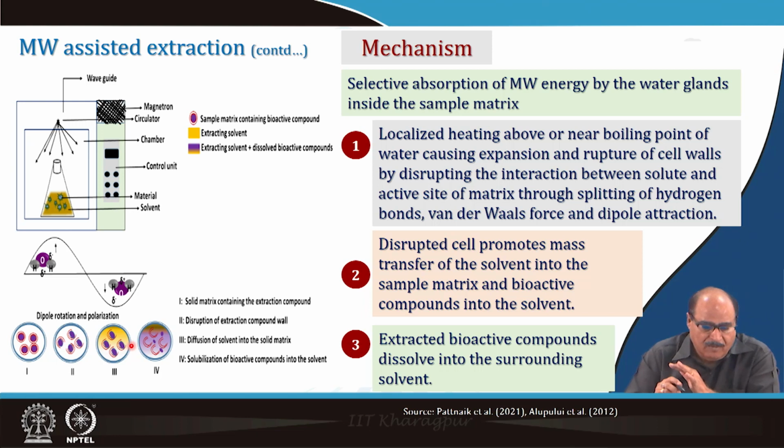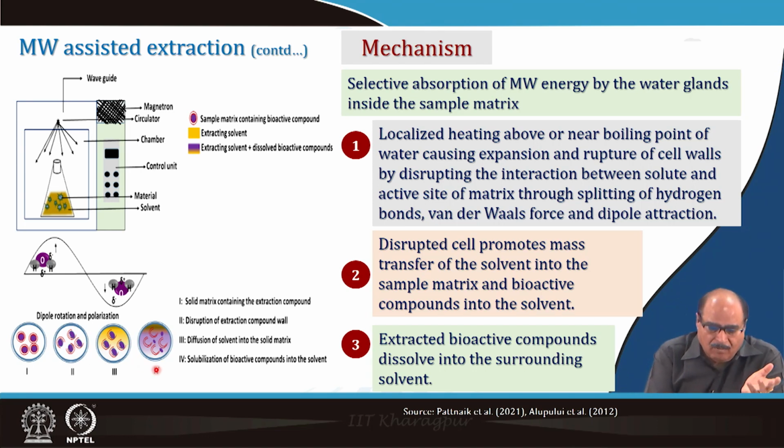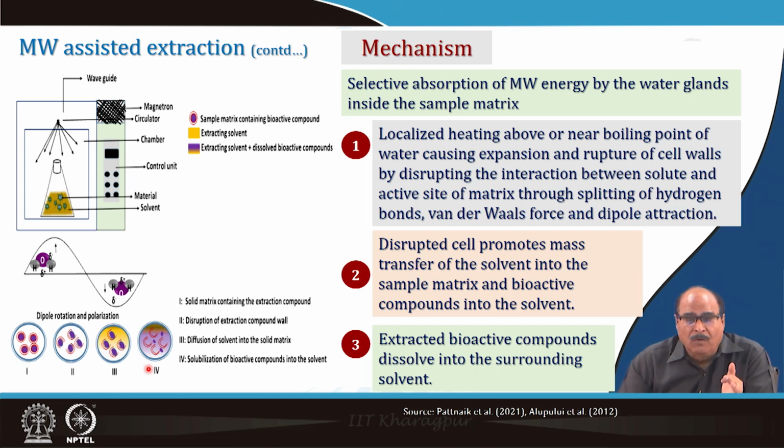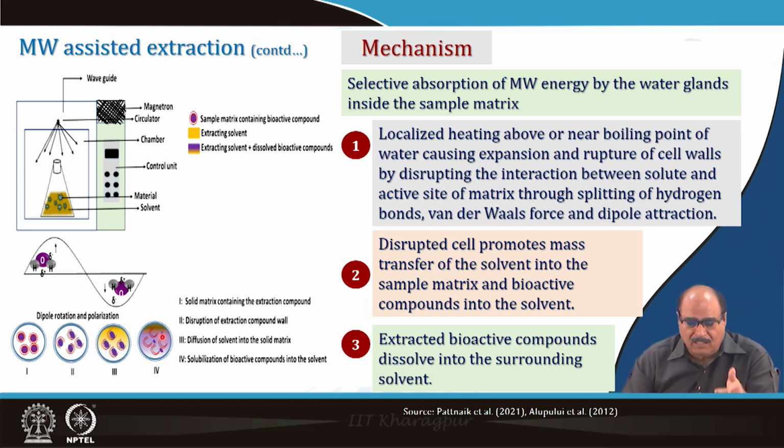You can see here. Okay. Then the disrupted cell promotes mass transfer of the solvent into the sample matrix and of the bioactive compound into the solvent. And finally, the extracted bioactive compound dissolves into the surrounding solvent, that you see here in this fourth step, the solubilization of the bioactive compound in the solvent.